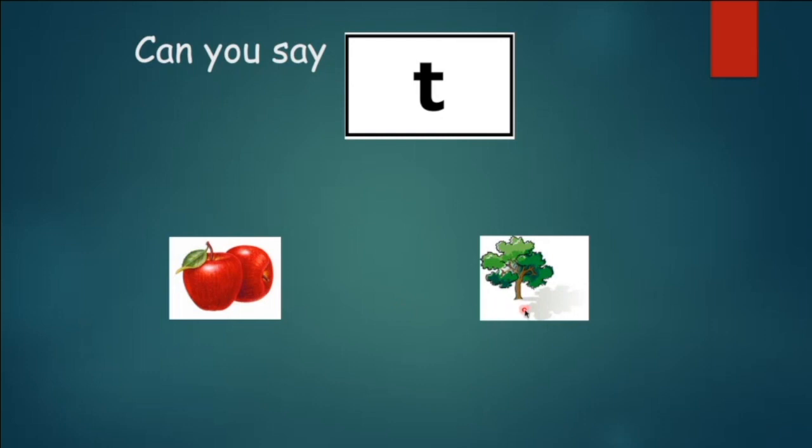Who can tell me the name of this picture? Yes, correct. The name of this picture is tree. This is a tree. Now, let's say the sound for the word tree. T-r-e. Tree. Now, do you hear the t sound from the word tree? Yes, of course. The word tree has t sound.